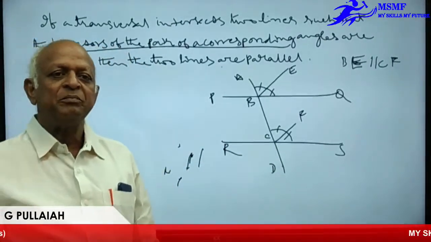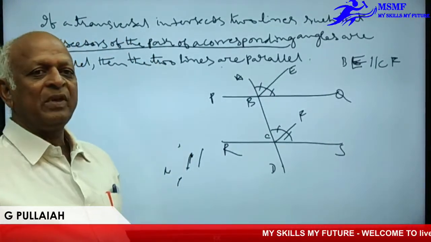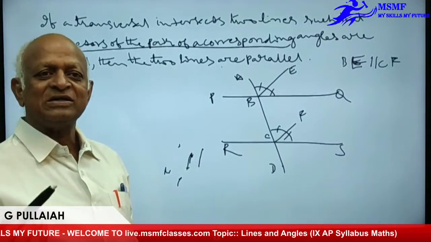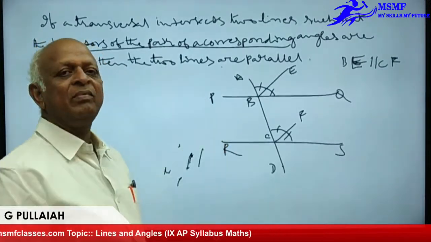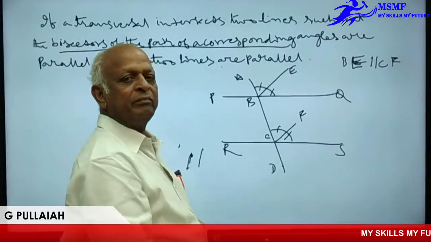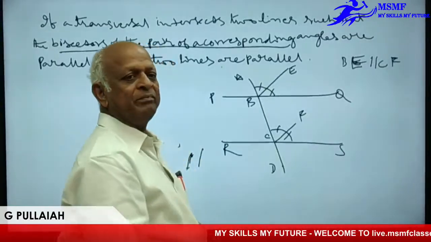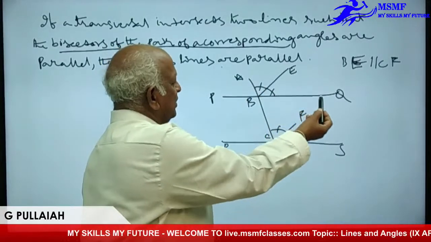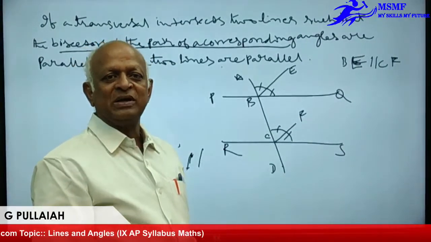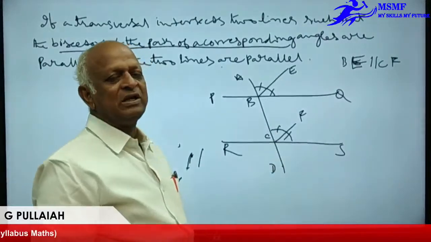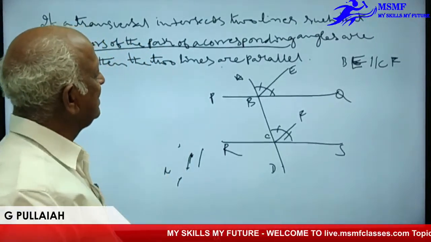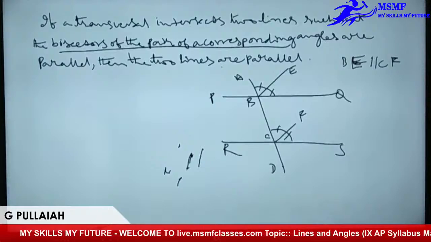So to prove that two lines are parallel, we can take the help of the corresponding angles. If the corresponding angles are equal, we can say the two lines are parallel. So here we have to prove that angle ABQ is equal to angle BCS. These two are the corresponding angles. If these two corresponding angles are equal, we can say that these two line segments are parallel.